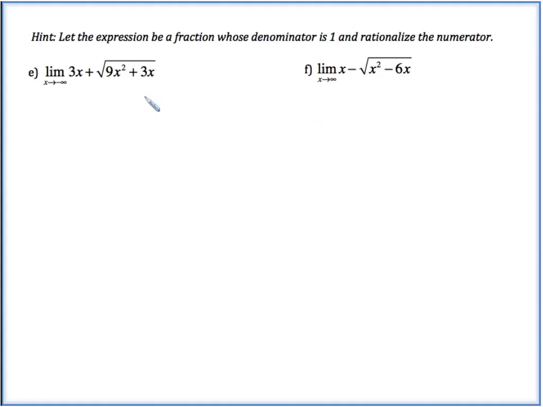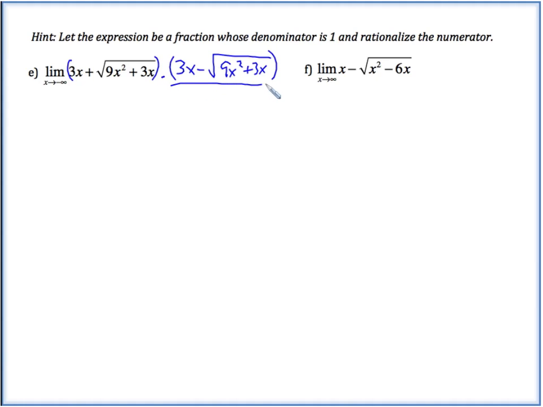Our next examples here don't have any fractions in them, and they do have radicals, however. And so for these, we're going to take a little bit different approach. So our hint is let the expression be a fraction whose denominator is 1 and rationalize the numerator. Okay, so what we're actually going to do here is multiply by the conjugate of this guy. So we're going to multiply the whole function by 3x minus the square root of 9x squared plus 3x.